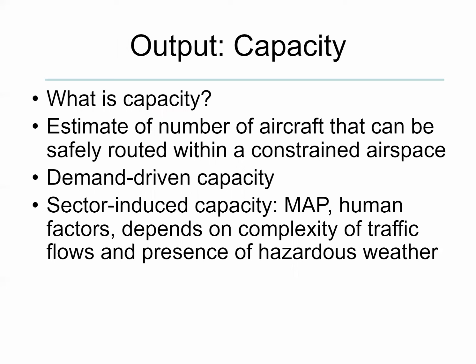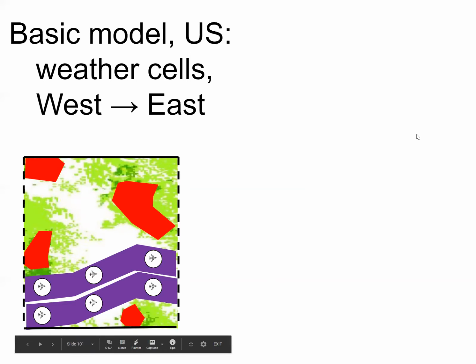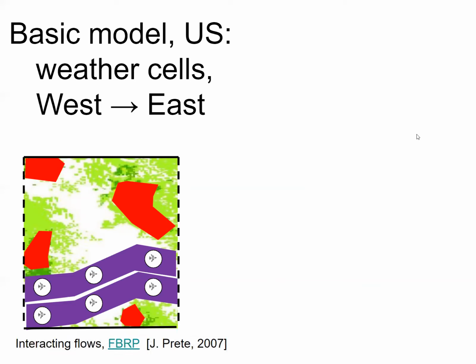They should be dynamically designed and changed as necessary. And in the output, we would have capacity. We have to understand what the capacity is. Is it monitor alert parameter with the human factor? Is it demand driven, and so on and so forth? We have this basic model with the west to east, mostly I would say suited to the American traffic, where there is indeed a lot of west to east or north to south traffic. And there is a link to flow-based route planner, which was done by my colleague. I'm not going to link to that, but there is a short movie on how it works.